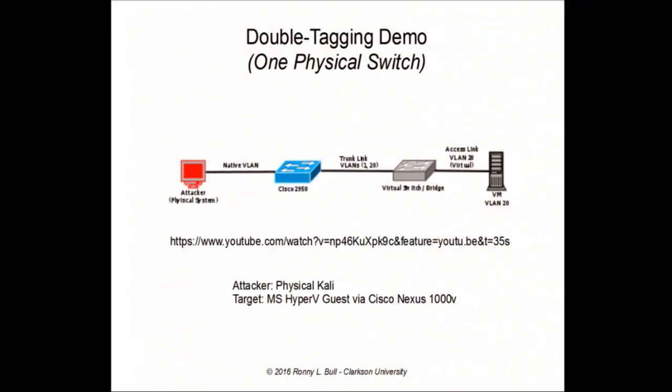Okay, so we have one more here. In this case, we decided, hey, if we could do it with two virtual switches, let's take it out. Let's go through one physical switch into another virtual switch and just see if that second virtual switch will successfully do that double tag. So we don't have three switches now, we're down to two. One's a physical, one's a virtual.